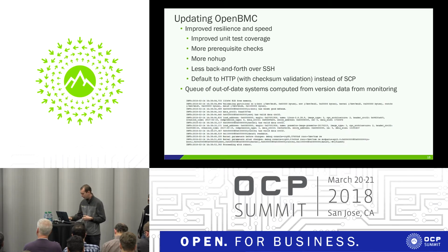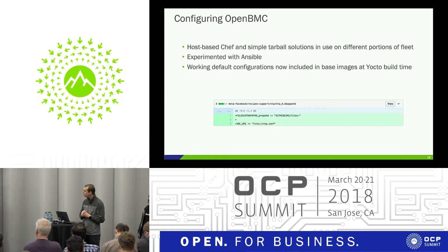Here is just an example of some of the output from the current upgrade code, doing all those checks, checking all the checksums to make sure that everything is intact. With configuration, we have explored a number of different options. We have a Chef-based implementation on network switches. It's been running for maybe over a year. I've also experimented with Ansible and was able to demonstrate a proof of concept with that.